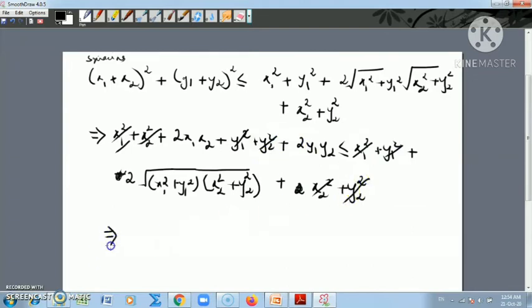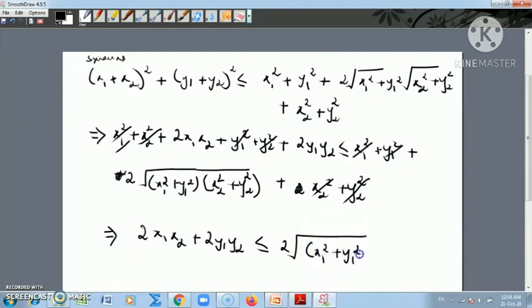That implies twice x1 x2 plus twice y1 y2 is less than or equal to 2 times of, so you see the 2 will also go off, root over x1 squared plus y1 squared multiplied by x2 squared plus y2 squared.